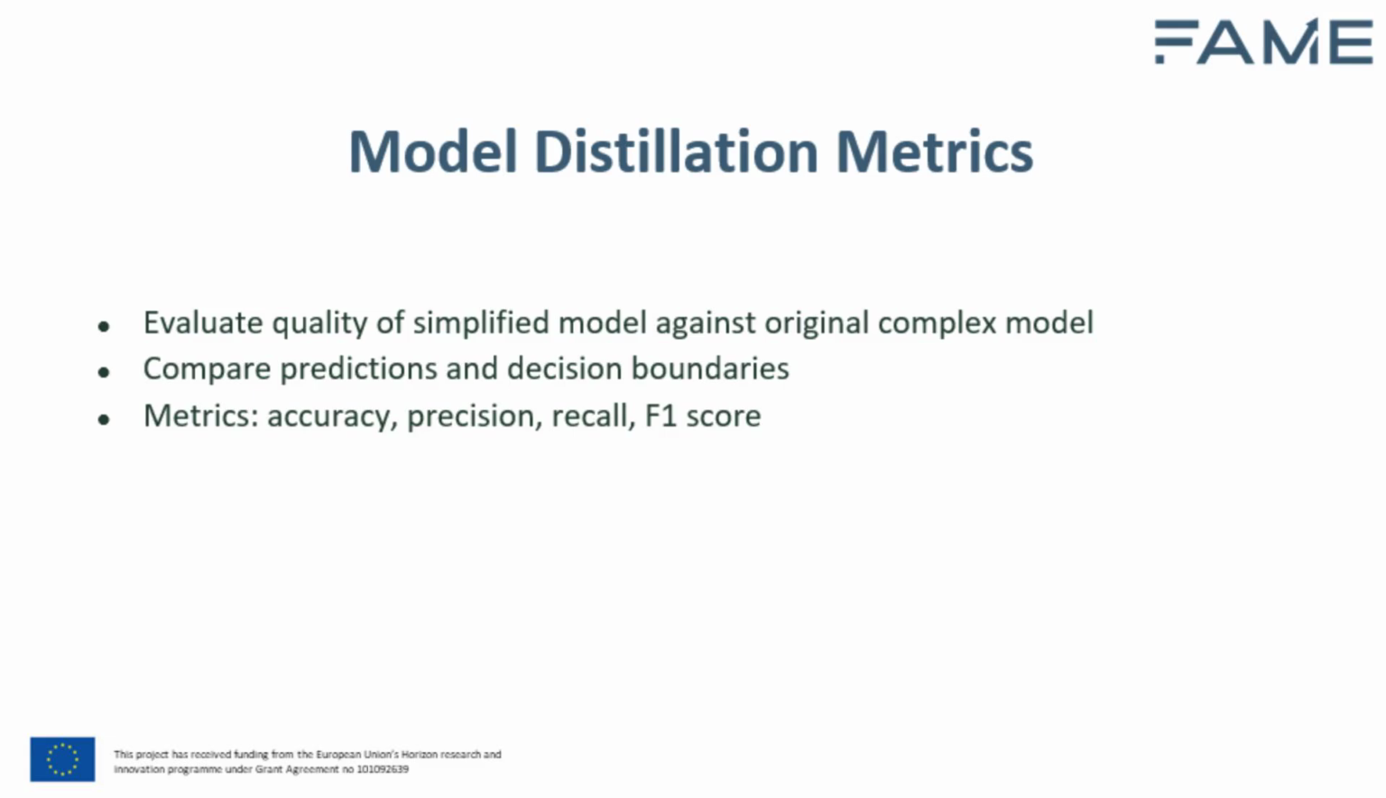Model distillation metrics evaluate the quality of a simplified or distilled model against the original complex model. These metrics compare the predictions and decision boundaries of the two models to assess if the simplified model captures the essence of the original model's behavior. Metrics like accuracy, precision, recall, or F1 score can be used to measure the performance of the distilled model.